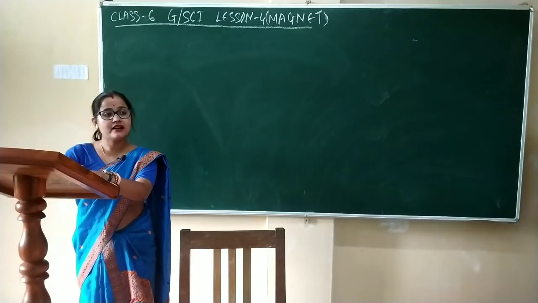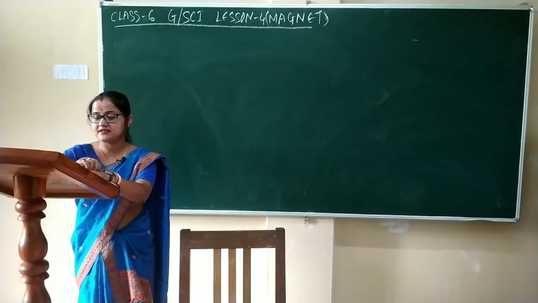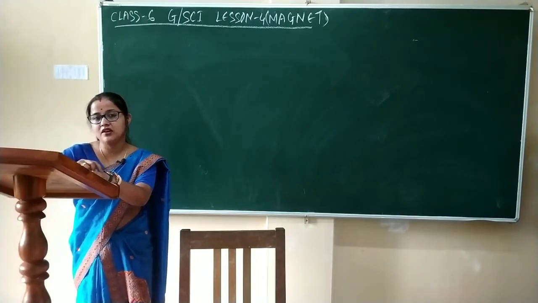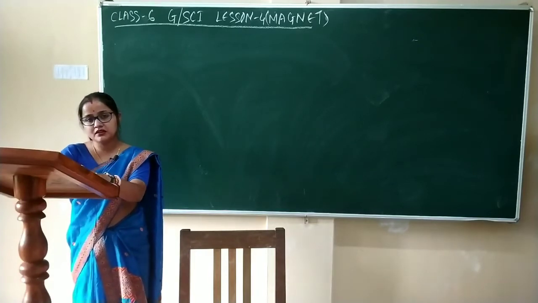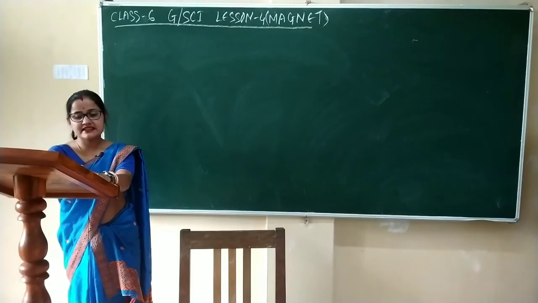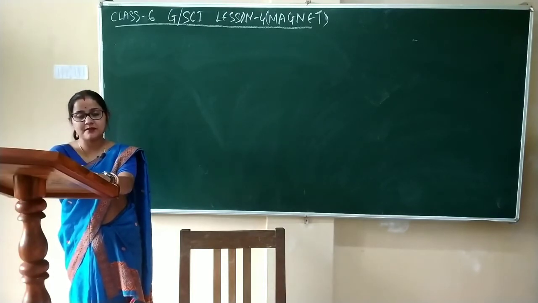Now, what are non-magnetic materials? Materials that are not attracted by magnets are called non-magnetic materials. Wood, plastics, paper, and aluminum metal are non-magnetic materials.